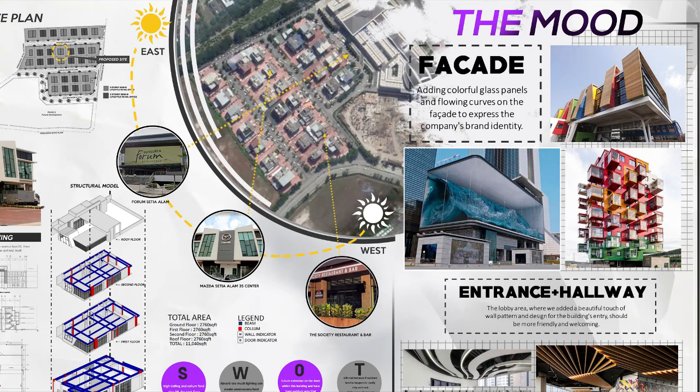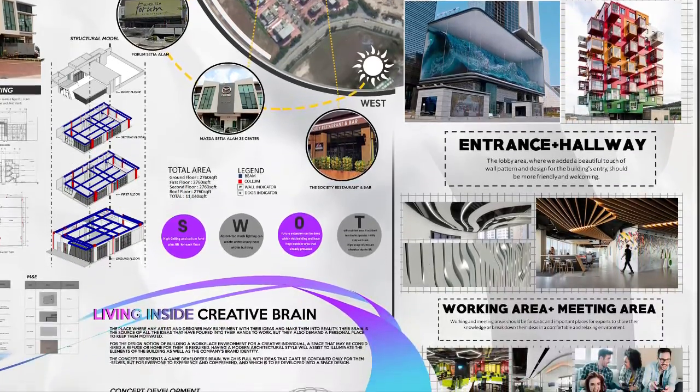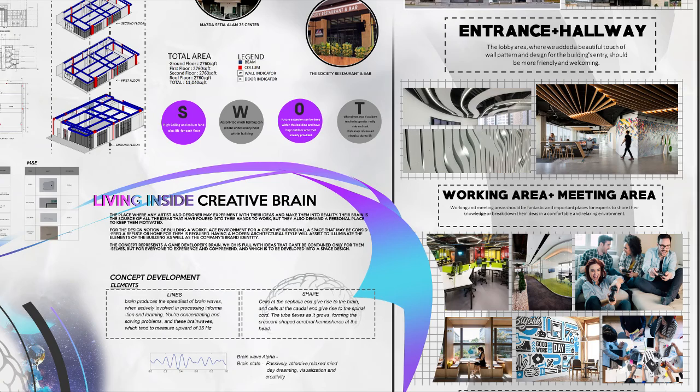For the mood, for the facade, I would like to add a colorful glass panel in a flowing curve on the facade to express the company's brand identity, and also to emphasize creativity and color. For the entrance and hallway, I would like to add a beautiful wall pattern and design for the entry, and it should be friendly and welcoming for clients.